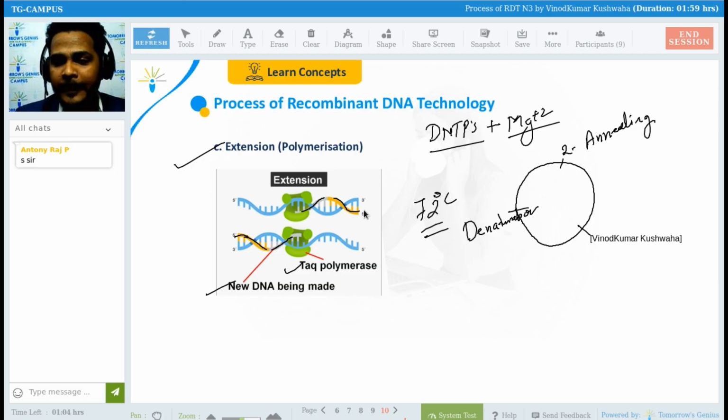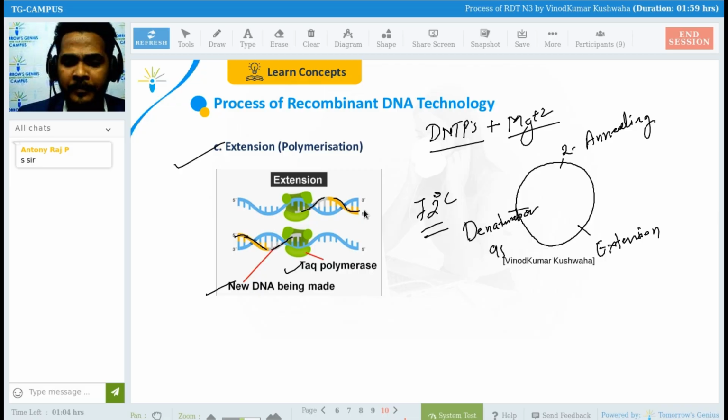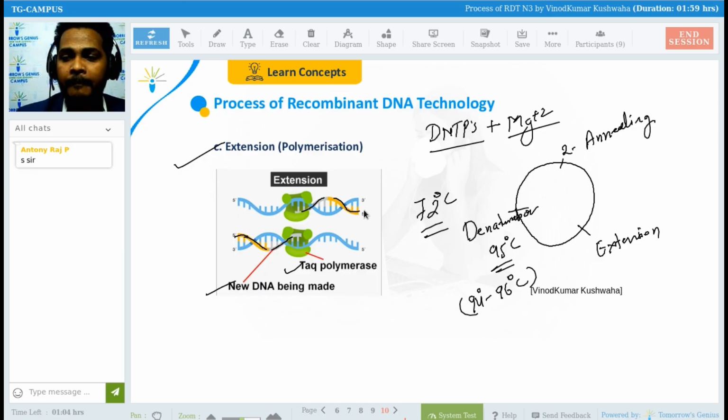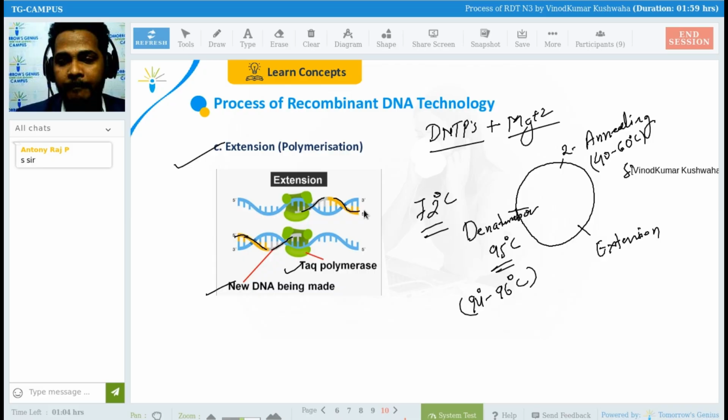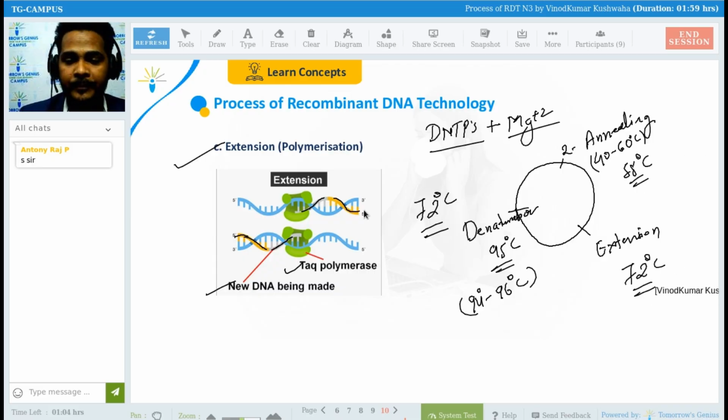What is the temperature of all three? Sir, for denaturation it's a high temperature. Tell me the range and the exact temperature. Like 94 to 96 is the range. Yes. And for annealing 40 to 60 is the range, but we generally take 55. Yes. For extension it is 72 degrees Celsius. 72 degrees Celsius. Clear?